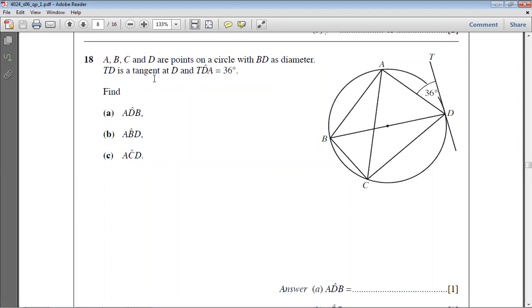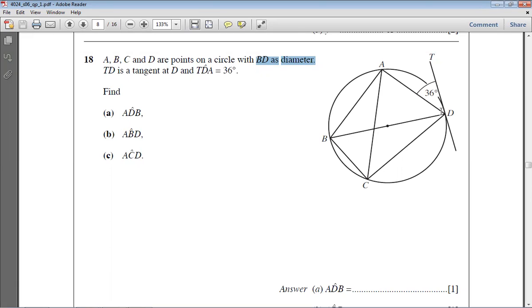A, B, C, and D are the points on the circle with BD as a diameter. TD is a tangent at D and angle TDA is 36. Find ADB. The first question is to find the value of ADB. You can see this is the diameter. He told you that BD is the diameter. So when you take its corners to the circumference, the angle formed here will be 90 degrees.